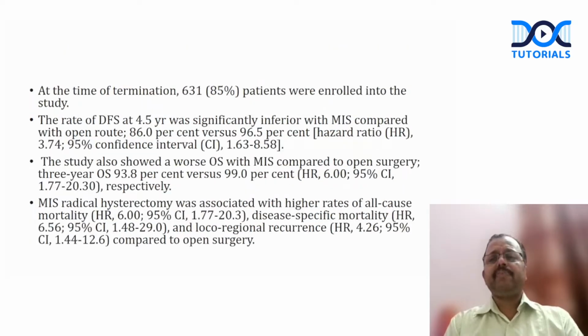Now, at the time of the termination, 85% of patients had already enrolled into the study. The results with minimal invasive surgery were significantly inferior compared with the open route. That is 86% versus 96.5%. So very, very significant survival difference that we are talking about in terms of disease-free survival. And even in terms of overall survival, the minimal invasive surgery group compared to the open surgery group was 93.8 versus 99%. So you're talking about at least a 5.2 to 6% OS difference. That makes it a significant difference, and for this reason, we're not doing it by a minimal access surgery.